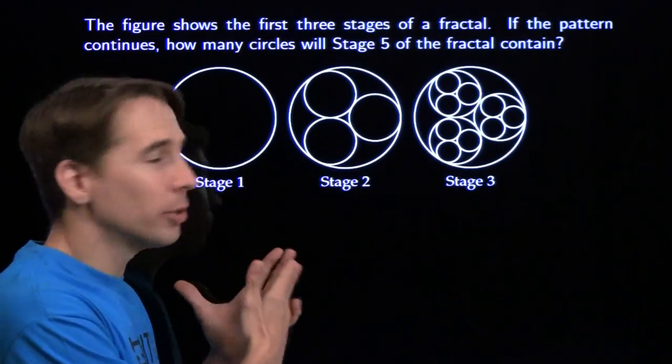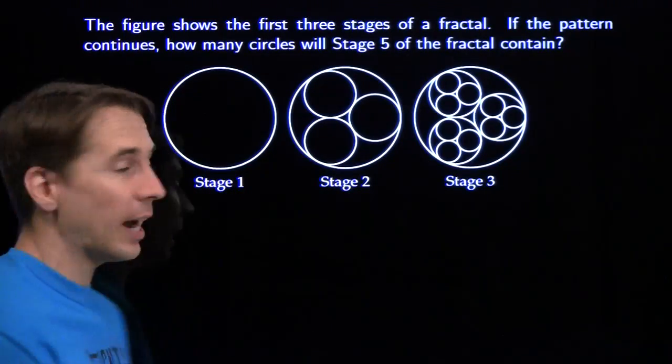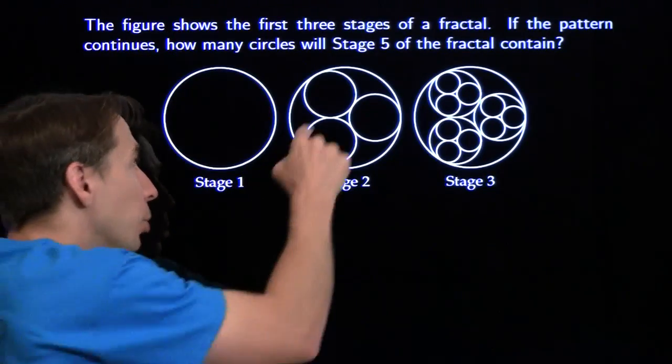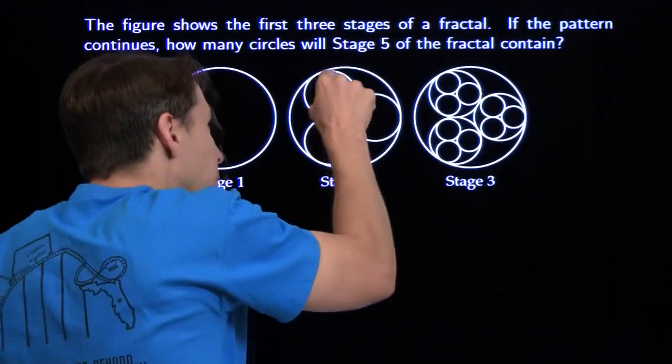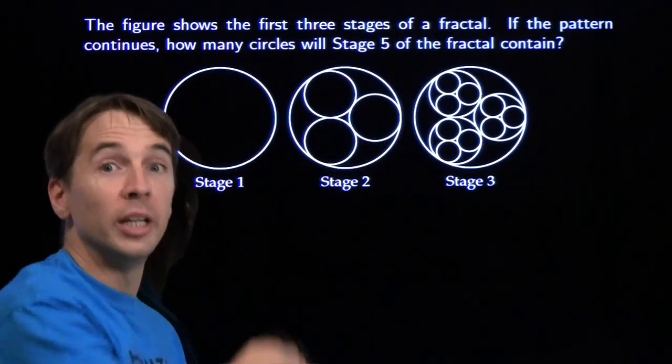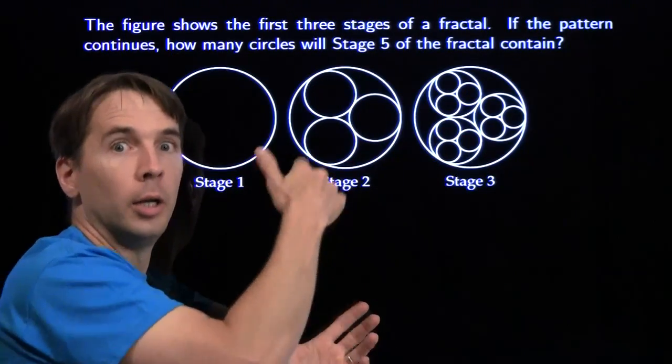Check out all these circles. What we're doing here is we're making a fractal. We start off with one circle like that, and then we draw 3 more little ones in there. Then we take each of these small circles and we draw 3 more circles in those to get to stage 3. And we go on and on and on.